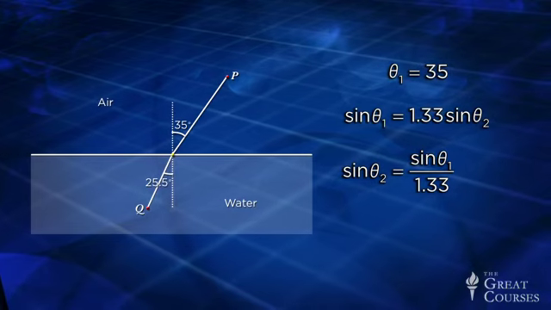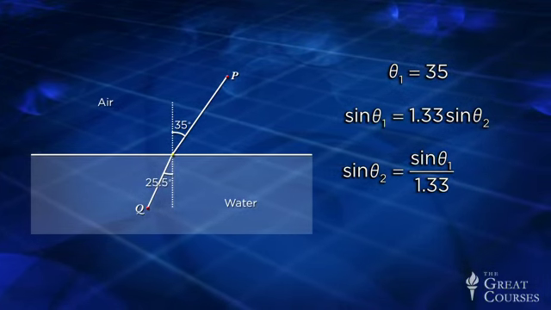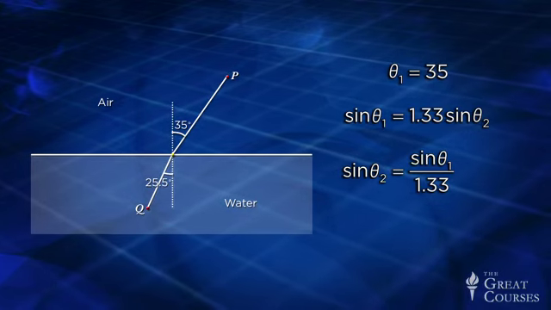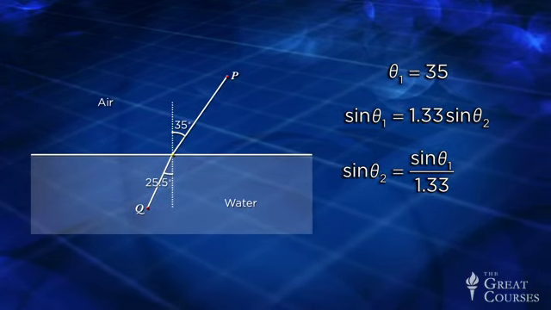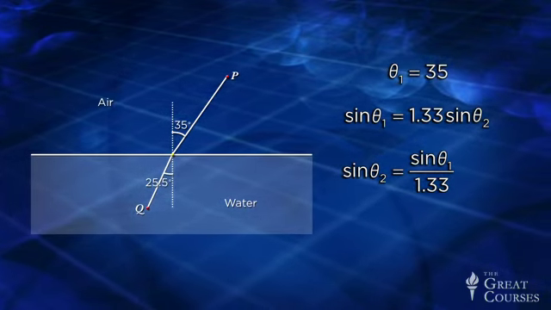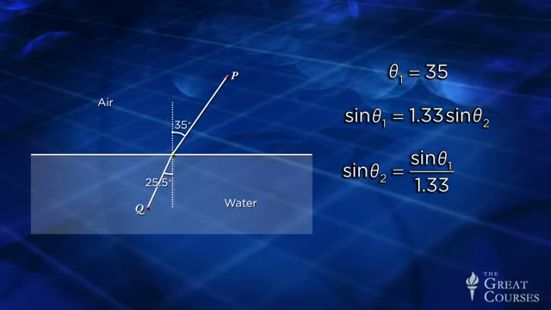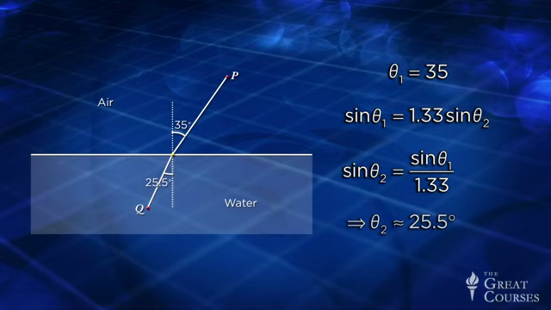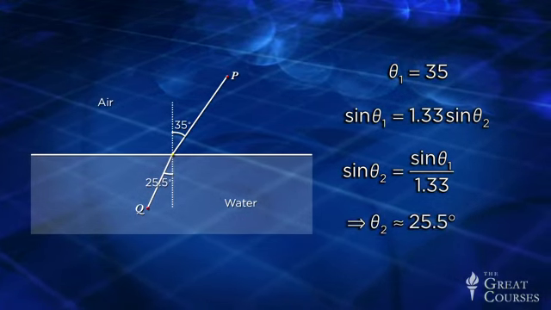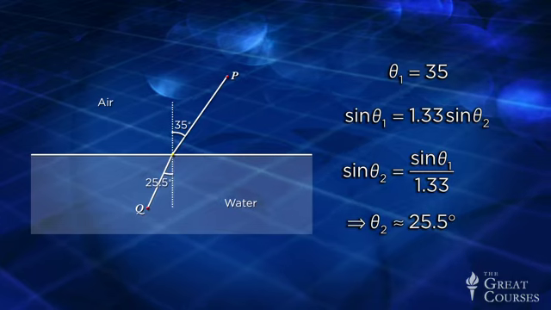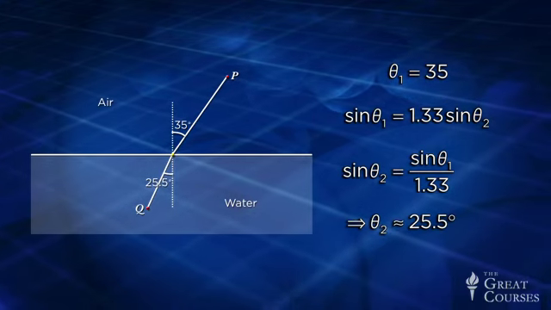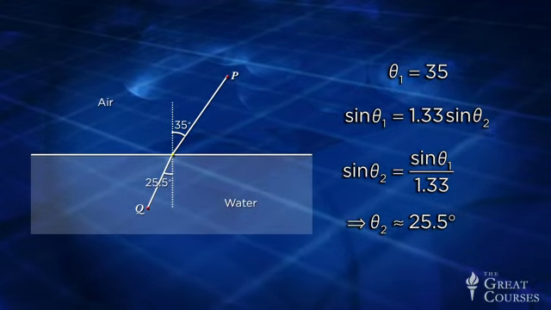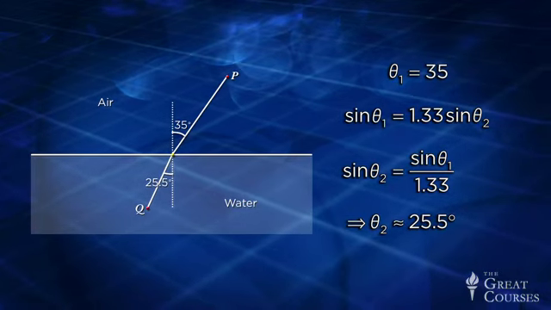Now what do you do? You know that the sine of theta 2 is this number. What's theta 2? Oh yeah, you have to take the inverse sine, don't you? Another key on your calculator. So you take the inverse sine of that number, and it turns out to be about 25.5 degrees. If you look back at the picture, it's really kind of neat, I think. The angle is 35 degrees, and then there's a bending to about 25.5 degrees going from air to water. Nice example. I think Snell's law is really neat.